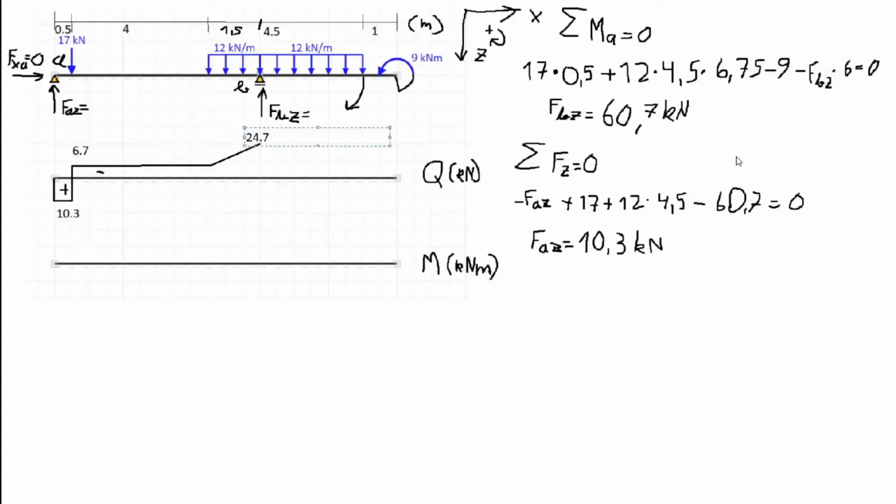But now at this point we have the reaction force FBZ, which has an upwards direction, which means that it creates positive shearing. So minus 24.7 plus the reaction force, which is 60.7, will give us 36 kilonewton shearing within the beam at point B.